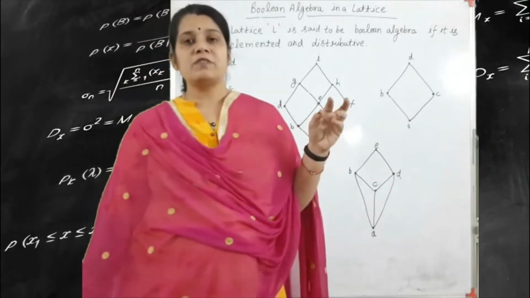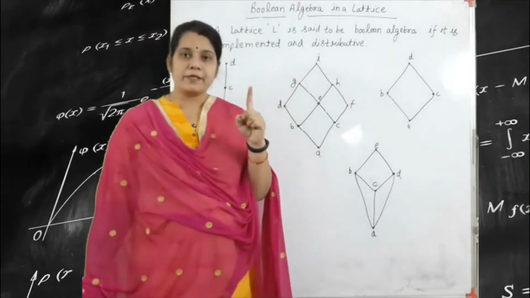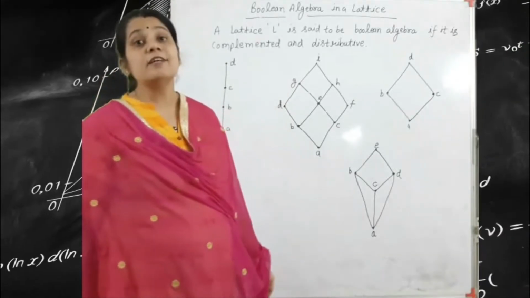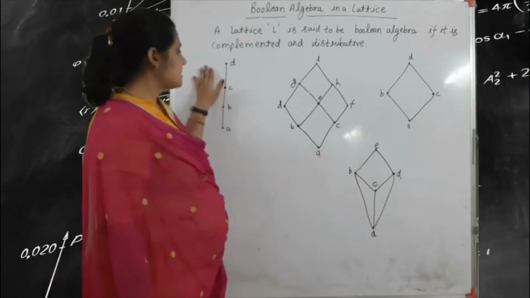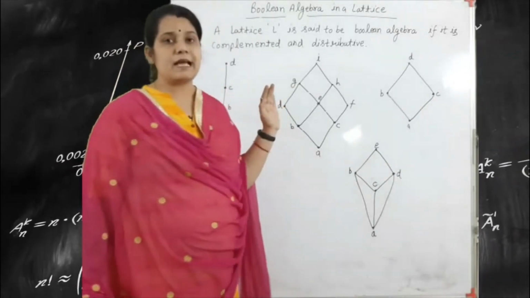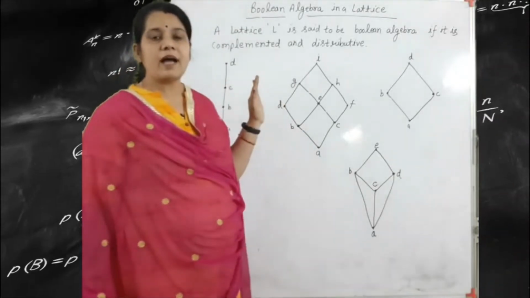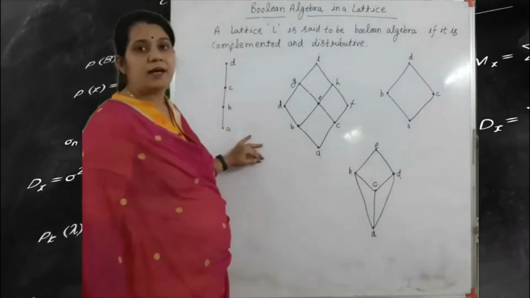So always keep in mind the simple way: only one complement is present for every element, then we can say that this is a Boolean algebra. Okay, so here is the example. This is a straight line. We have already seen in the different types of examples that the straight line is always a lattice. Why? Because the single top and the single bottom are present here.